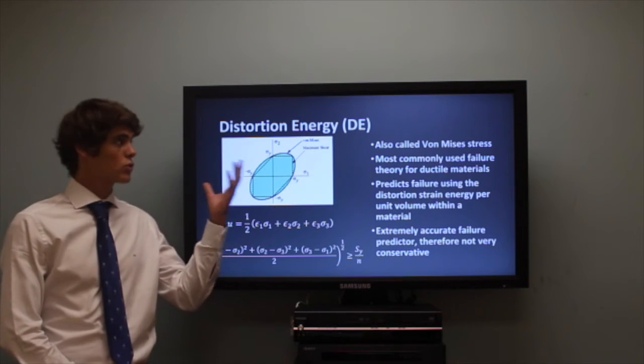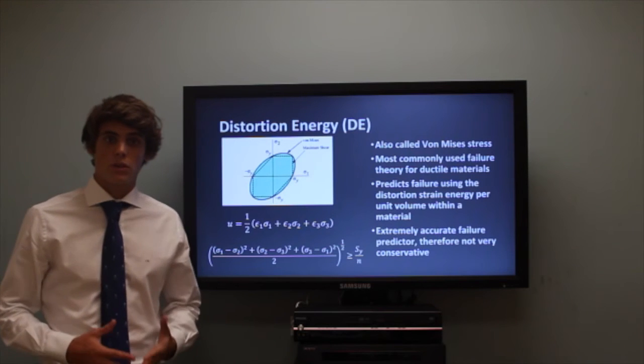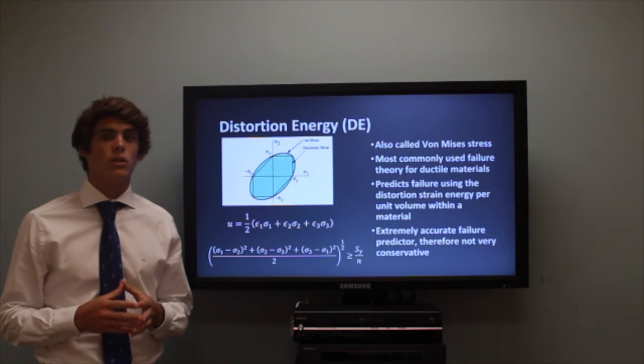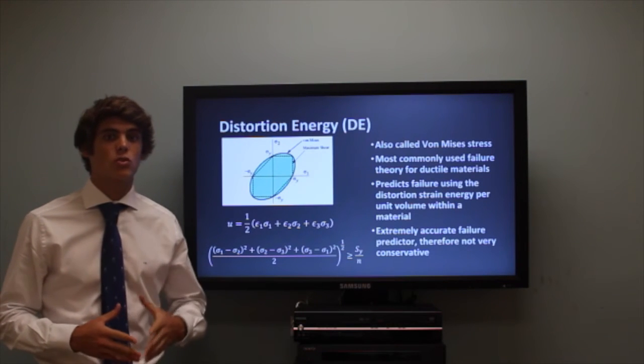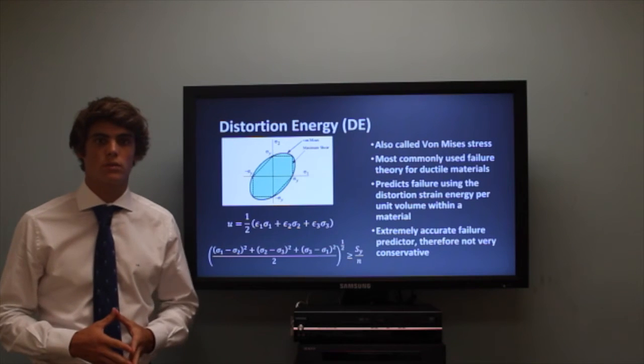I'm going to talk about the distortional energy theory. So the distortional energy theory predicts that failure occurs when the distortion strain energy in any element surpasses the distortion strain energy required for yield in tension or compression for the material.